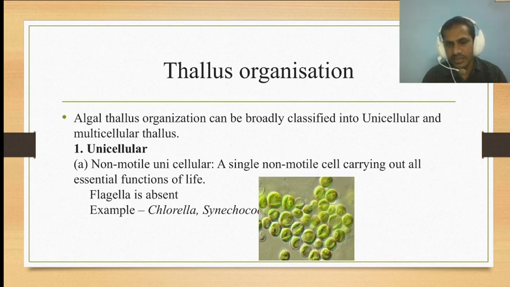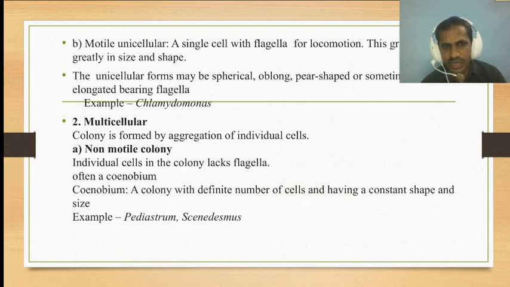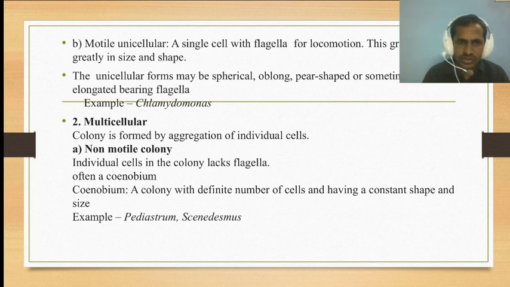Here they don't have flagella, for example Chlorella. The next one is motile unicellular: a single cell with flagella. The flagella are for locomotion, to move from one place to another. They vary in shape and size. The unicellular forms may be spherical, oblong, or pear shaped. They may be elongated, bearing flagella, which is present in Chlamydomonas.